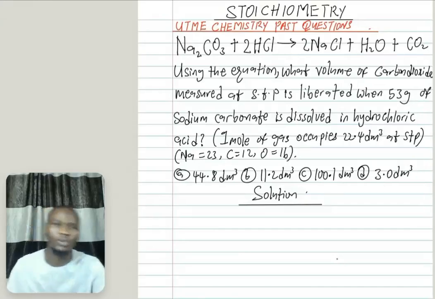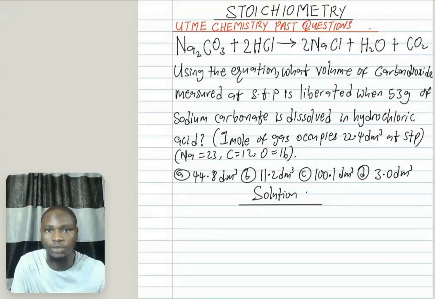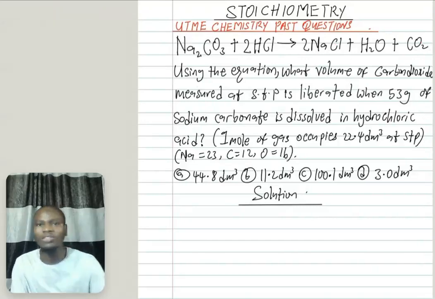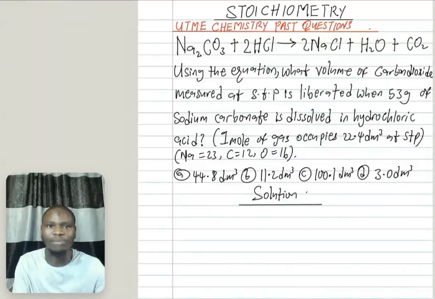Now let's solve this question. We have this equation, sodium carbonate reacting with hydrochloric acid to give sodium chloride, water, and carbon dioxide, or you can call this carbon(IV) oxide. Using the equation, what volume of carbon dioxide measured at STP is liberated when 53 grams of sodium carbonate is dissolved in hydrochloric acid?